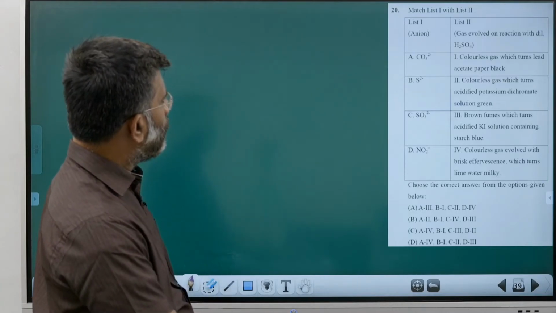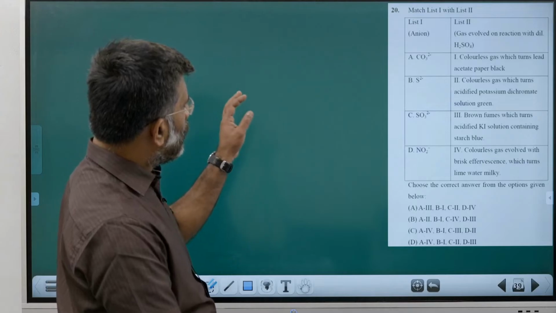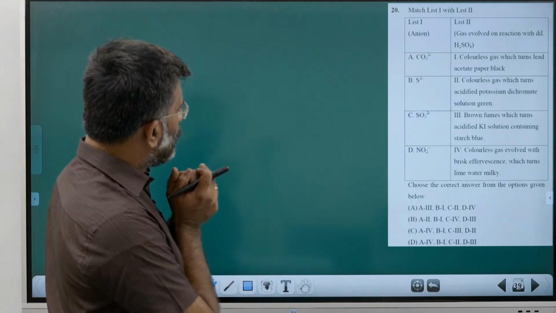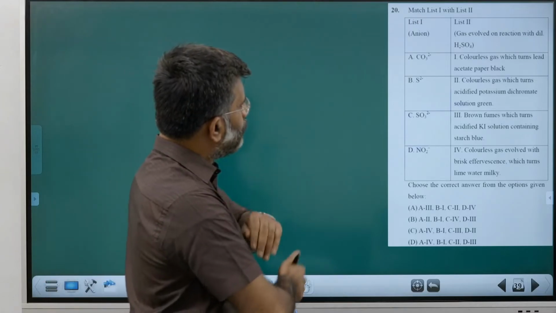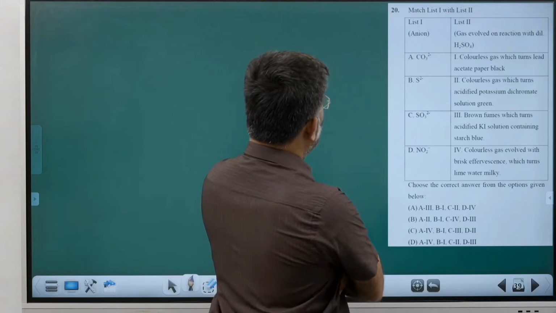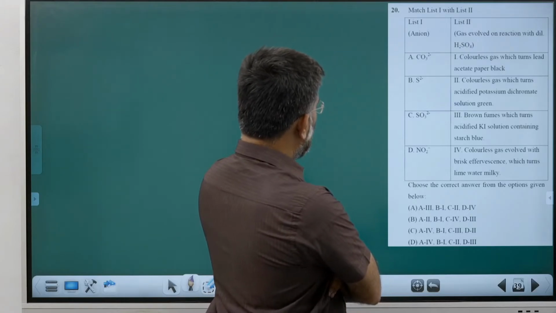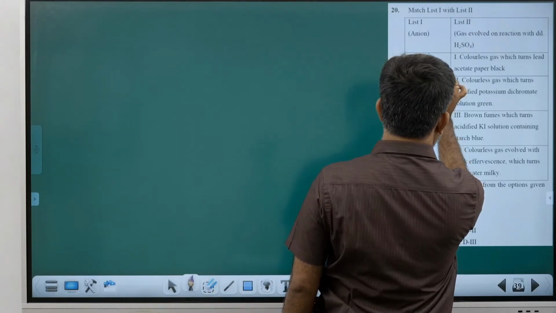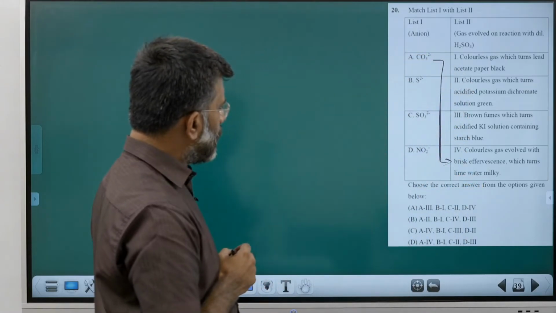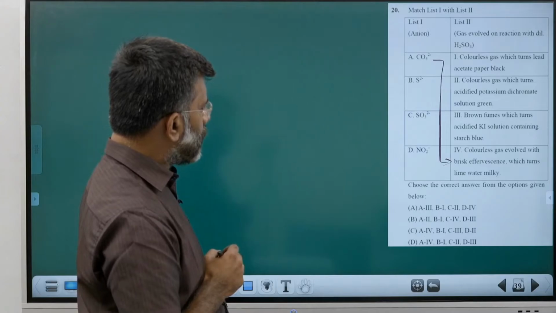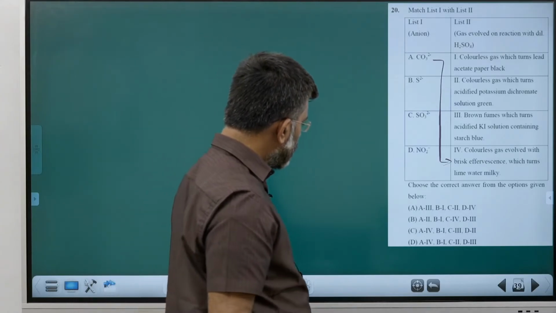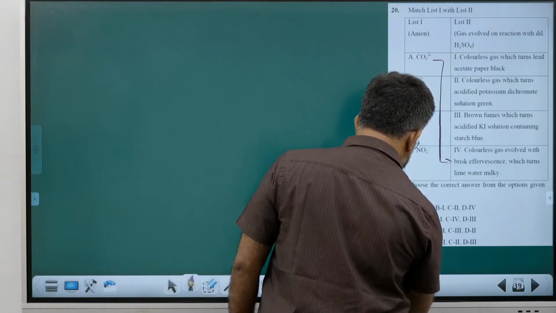Twentieth question. The anion whose gas is evolved on reaction with dilute sulfuric acid. Carbonate will give you carbon dioxide, so definitely simple one. Colorless gas evolved with brisk effervescence which turns lime water milky. That is the fourth option. A will match with the fourth one. So these two are out.